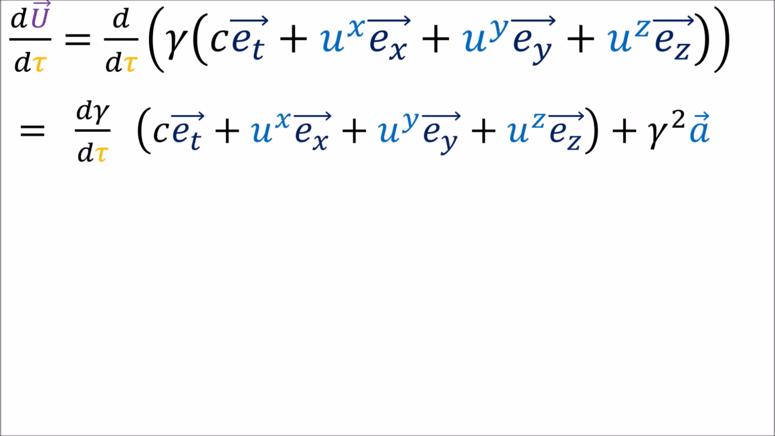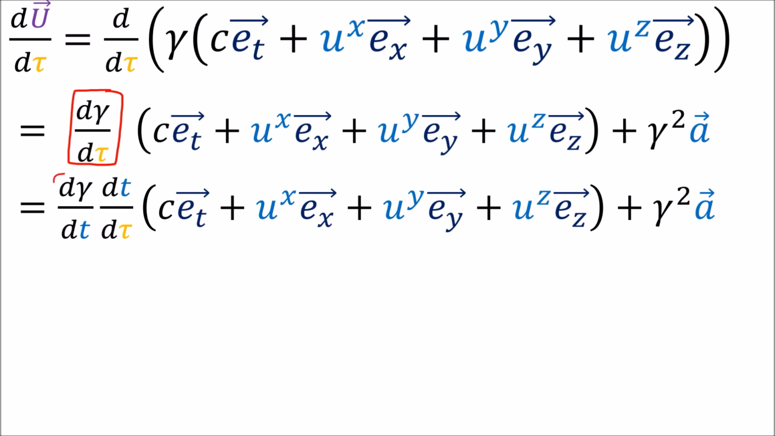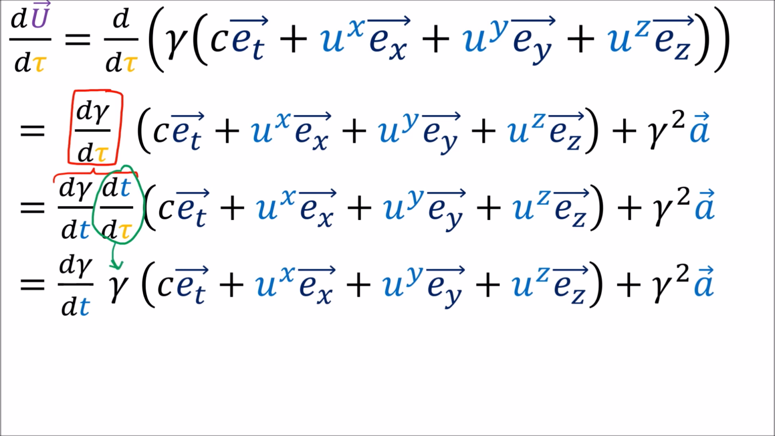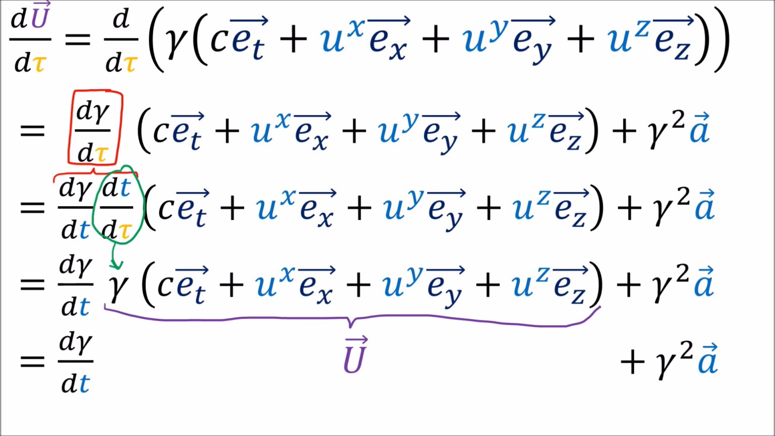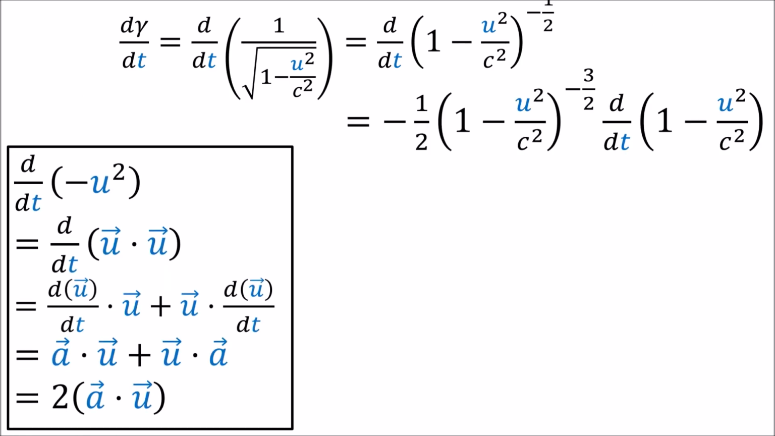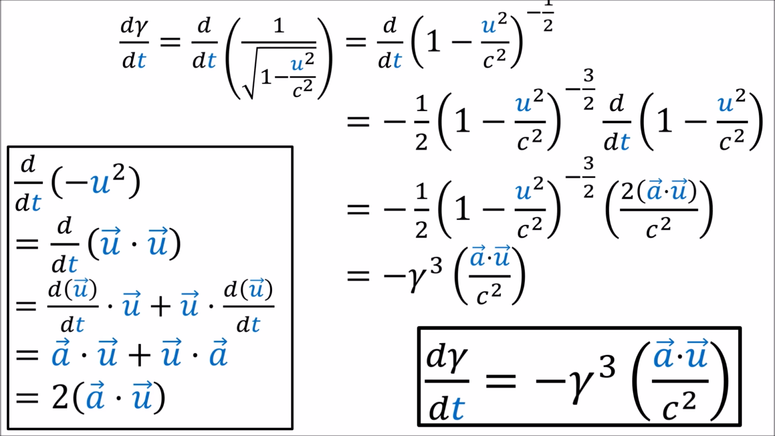For the other half of the product rule, the derivative of gamma with respect to tau can be changed to d gamma by dt times dt by d tau, using chain rule. And since this is just the definition of the 4 velocity again, the complete formula for 4 acceleration is d gamma by dt times big U plus gamma squared times little a. It can be shown using chain rule that d gamma by dt is gamma cubed times little a dot little u all over c squared, with a minus sign in front.